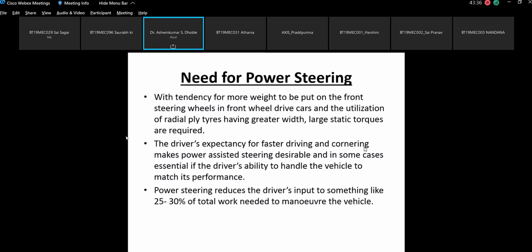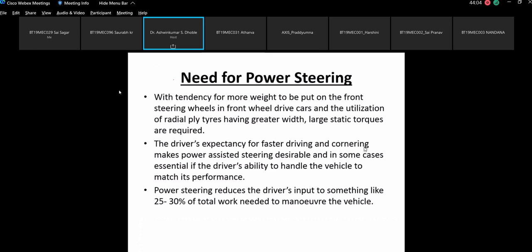So what is the need for the power steering? What it says, with the tendency of putting more weight. The engine is mounted on the front of the vehicle. So because of that, you get more weight to be put on the front of the vehicle.